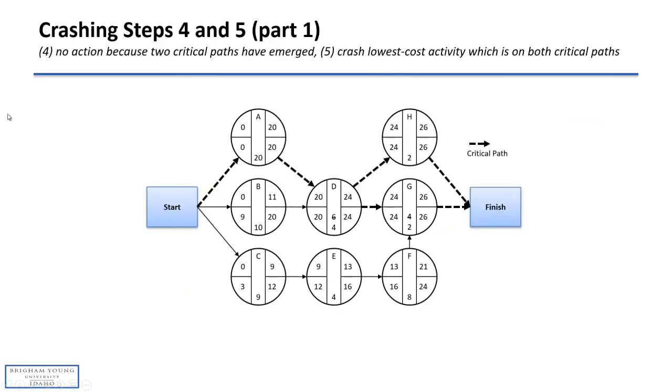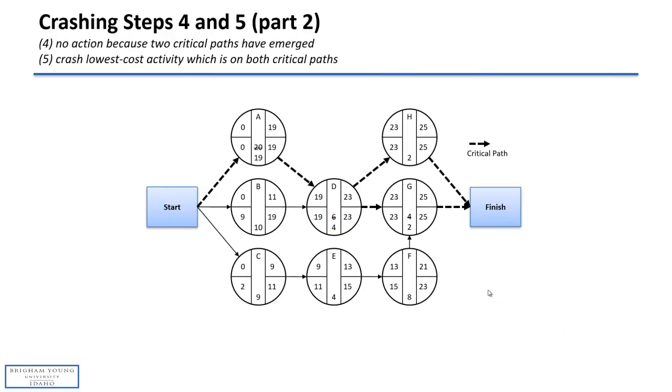What's next? We can't continue crashing G because it's all the way crashed, and we need to look at other options on the critical path. D is the next one with the lowest cost, and we take 2 weeks out of D, and now we have ADH at 26 weeks, ADG at 26 weeks as well. And we have 2 critical paths now, just as after our last step. So then we need to look at other ways to shorten the duration of the project, and we move to activity A, which is also on the critical path.